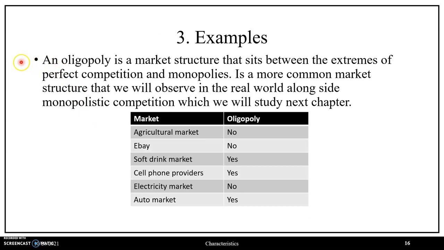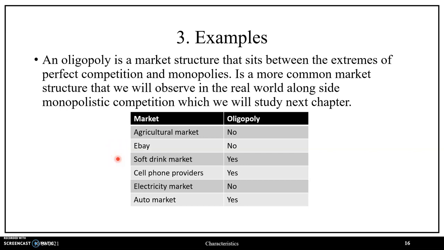So then, with our characteristics and definition in mind, an oligopoly is a market structure that sits between the extremes of perfect competition and monopolies in terms of market structures. As a result, it is more common in terms of what we'll observe in the real world, alongside monopolistic competition, which we'll study in the next chapter. As we've seen, agricultural markets as well as eBay constitute perfect competition, where we see many firms operating in the space, selling an identical product in which there's no market power, so our characteristics are being violated in terms of what constitutes an oligopoly.